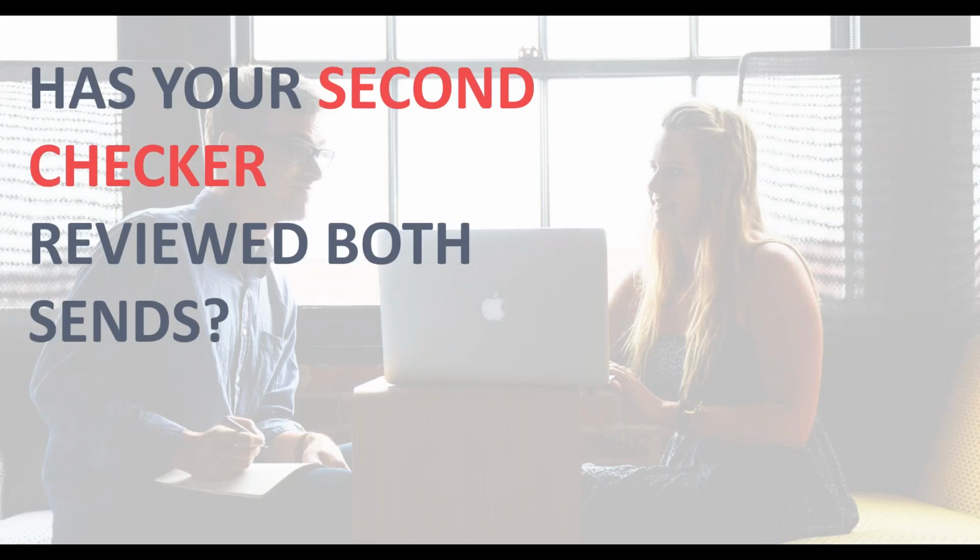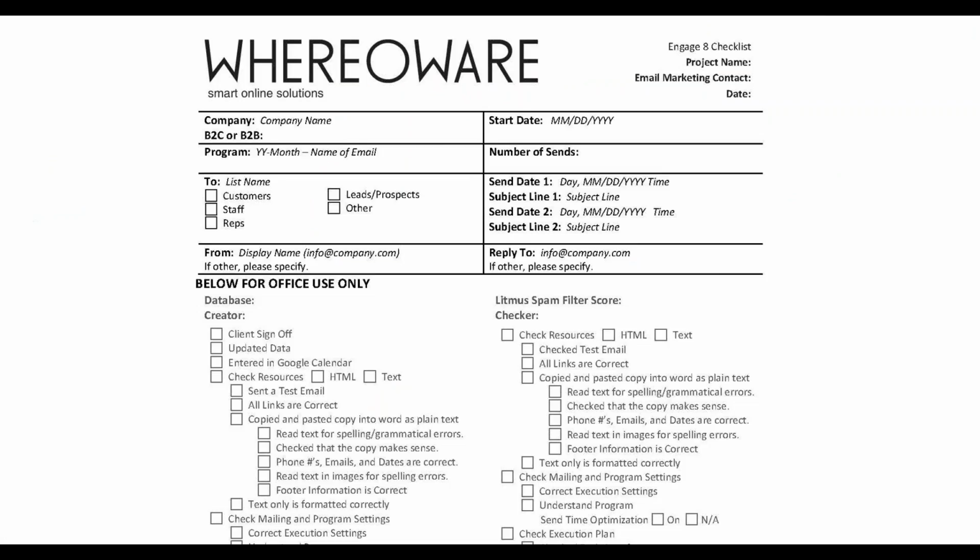And then has your second checker reviewed both sends? Have they looked at the HTML version and the email version? Have they found any errors? If they did, have those errors been fixed? And then finally, when it comes time to send the email, it's good to sit with that second checker and go through that checklist that I was just talking about.